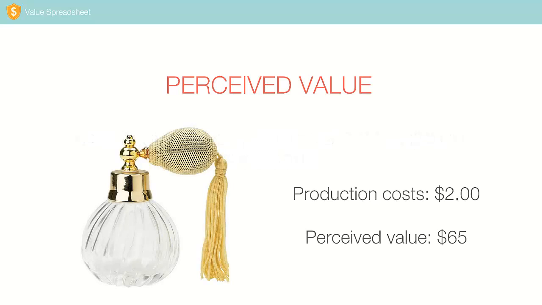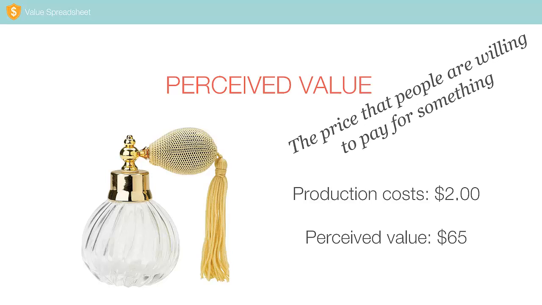Take for example a perfume bottle. It might cost only a few dollars to produce a bottle of perfume, which means the absolute value is rather low. But because perfume is marketed as a luxury product, consumers perceive the value of a bottle to be much higher than the actual production costs and are therefore willing to pay serious money for it. In other words, perceived value affects the price that people are willing to pay for something.